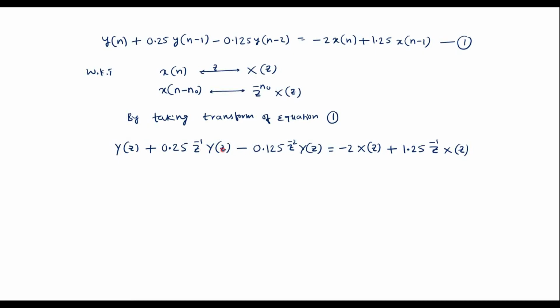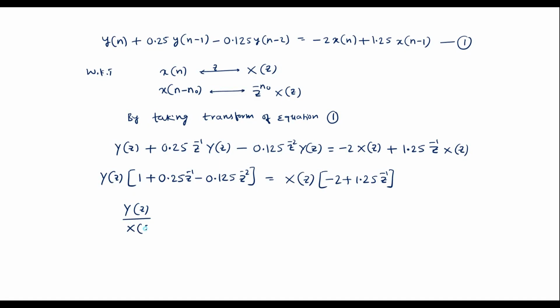Now let me take y of z as a common factor here. Y of z times 1 plus 0.25 z inverse minus 0.125 z power minus 2 is equal to, here I will take x of z as common factor, x of z times minus 2 plus 1.25 z inverse. So now let me take y of z by x of z. Y of z divided by x of z is equal to minus 2 plus 1.25 z inverse divided by 1 plus 0.25 z inverse minus 0.125 z power minus 2.